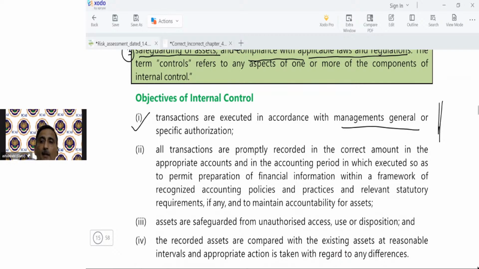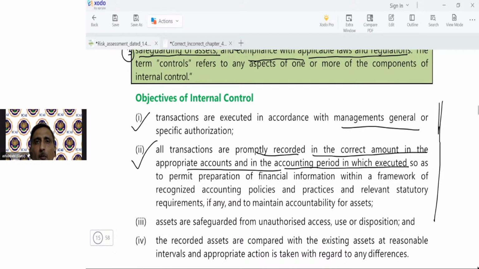Number 2, transactions are promptly recorded in the correct amount in the appropriate accounts. So simple. Only when transactions are recorded in the correct amount in appropriate accounts would the financial statements reflect a true picture. Then the financial reporting would be reliable. In the absence of it, how would financial reporting be reliable?